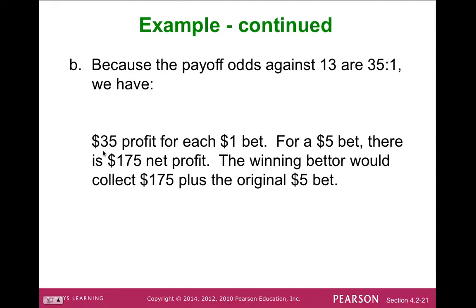Because the payoff odds against 13 are 35 to 1, we have the following. There's a $35 profit for each $1 we bet. And since we bet $5, there is a $175 net profit. The winning bettor would collect $175 plus the original $5 bet.